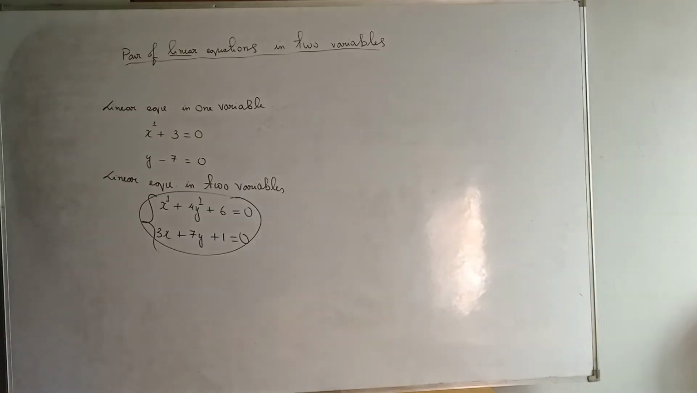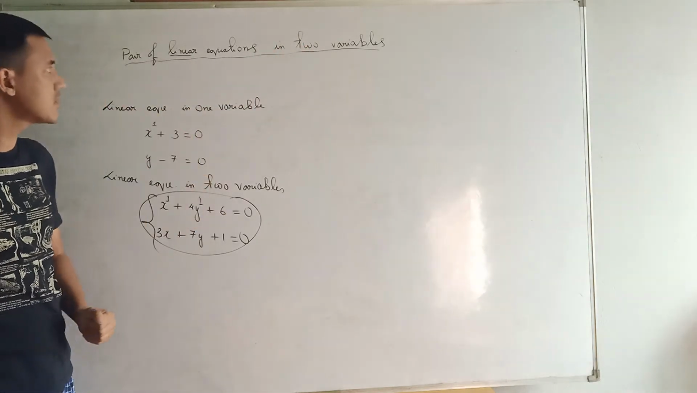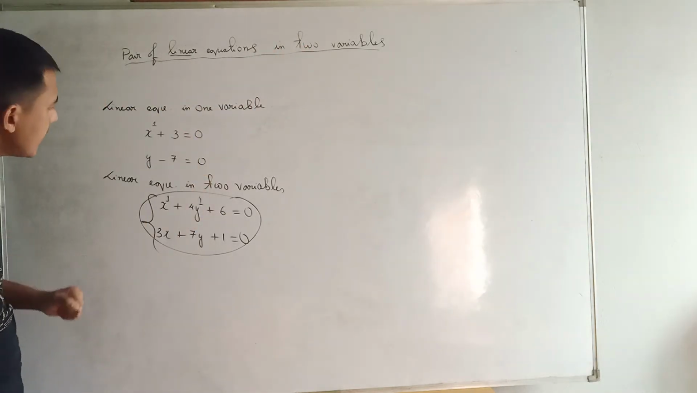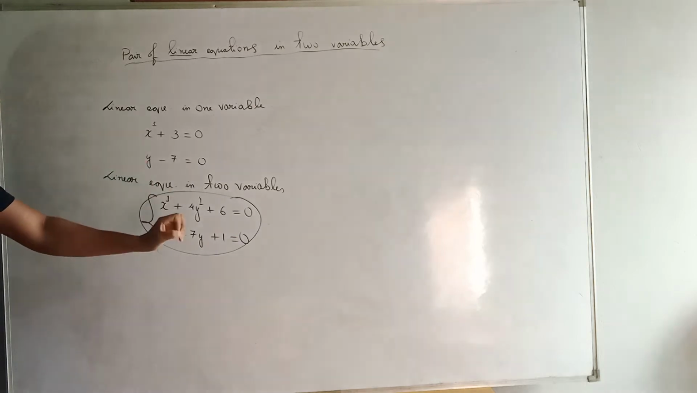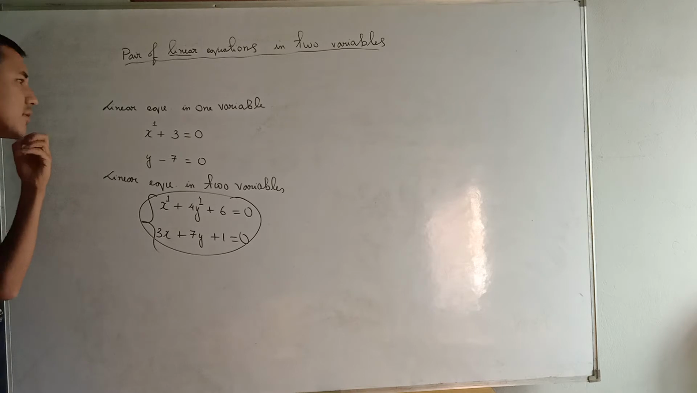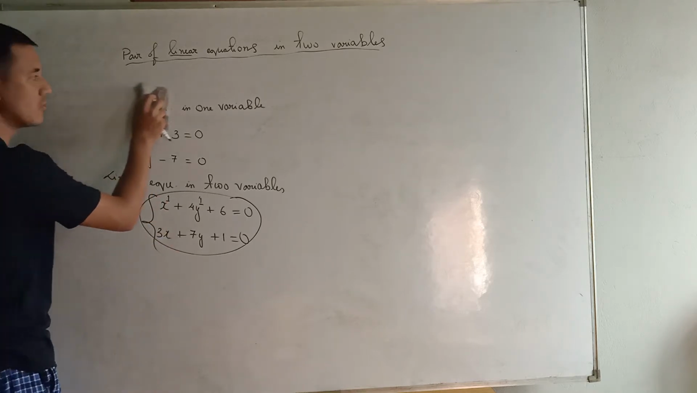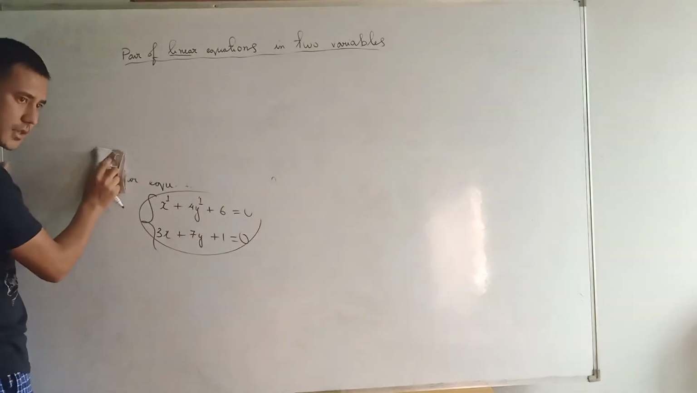Is it okay? We are talking about equations which have two different types of unknowns, so two variables. Okay? The highest power of the variables will be only 1, so linear. And we consider two such equations. So pair of linear equations in two variables. Alright? Okay.